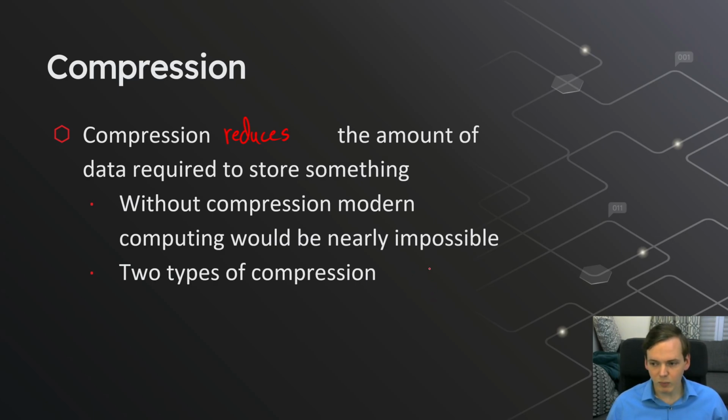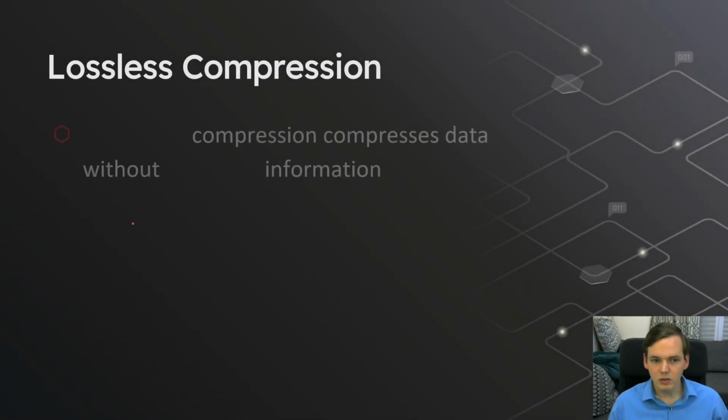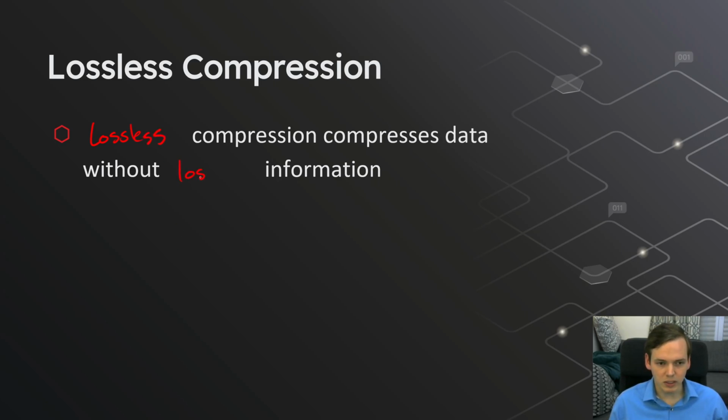When we look at compression, there's two main types that we look for. We've got something that we call lossless compression and something that we call lossy. Lossless and lossy kind of hint at what each of those compressions do. So firstly, lossless compression compresses data without losing information. It's lossless.